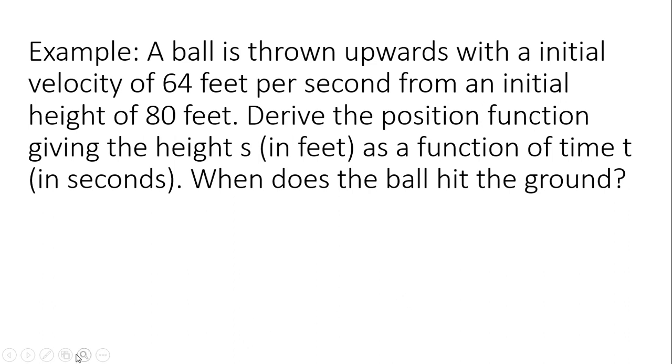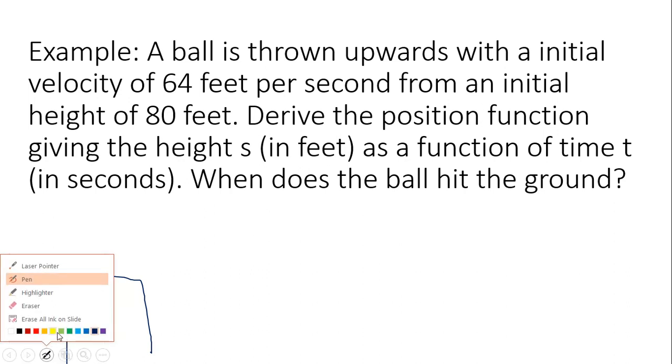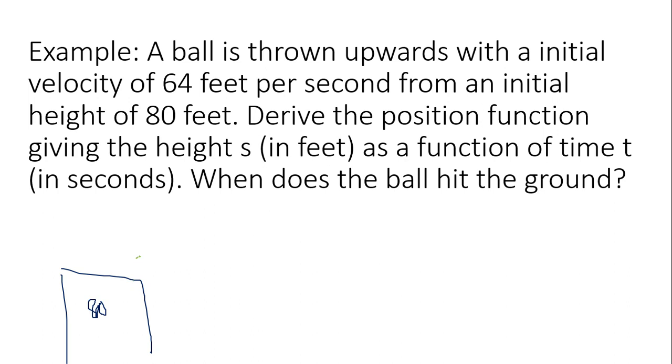I have a ball that is thrown upwards with an initial velocity of 64 feet per second from an initial height of 80 feet. So let's say that this is my box. It's 80 feet. Sorry, I'm drawing with the mouse, so it's going to be really janky. So we have our ball. Here's the ball. It is being thrown upwards with the initial velocity of 64 feet per second, and then it's going to fall.